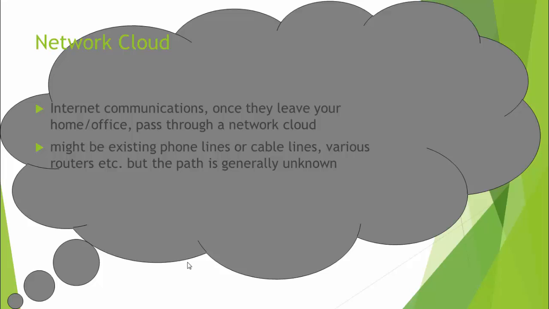Now, communication across these long distances is rather interesting. Because the communication goes through many different routers, it is almost impossible to predict the path that data takes once it leaves your home or office. And we talk about a network cloud, because many of these devices in the background are making decisions about the best route for your data. So your data might go across phone lines, cable lines, through all kinds of different routers, but generally the path is completely unknown, and that's rather interesting.